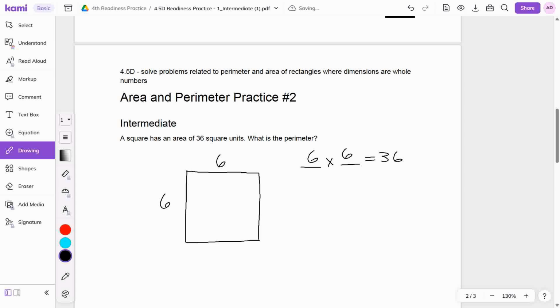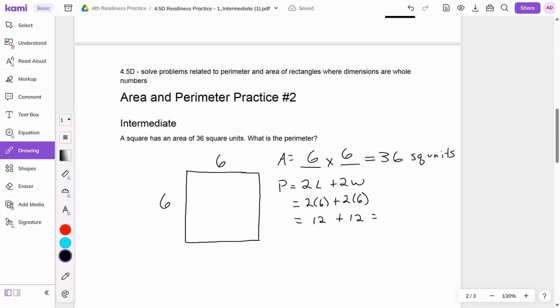So now I've got my side lengths. So that's my area. Now remember, the perimeter equals double the length plus double the width, or just adding all 4 sides. So what is my length? Well, 6. What is my width? Also 6. So that's going to be 12 plus 12.